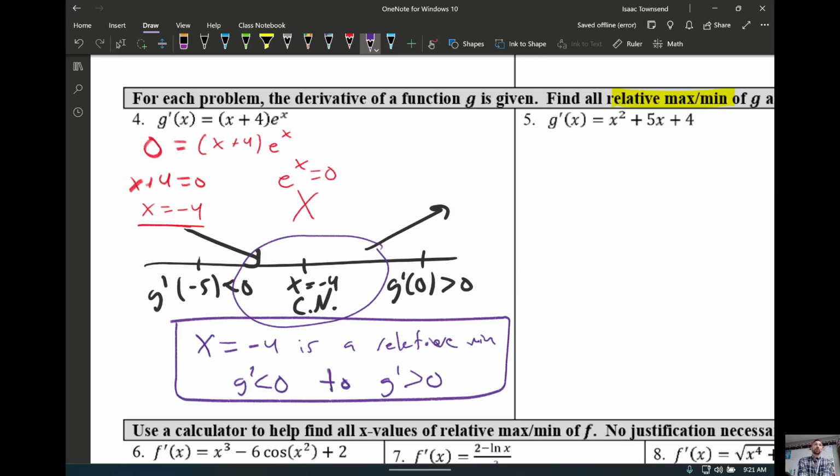Okay, so number 4, we started off with the derivative. I found the critical numbers. I made the number line. I tested around the critical numbers. I can see where it's increasing and decreasing, and when I can see that, I can list out where there's relative maxes and mins.